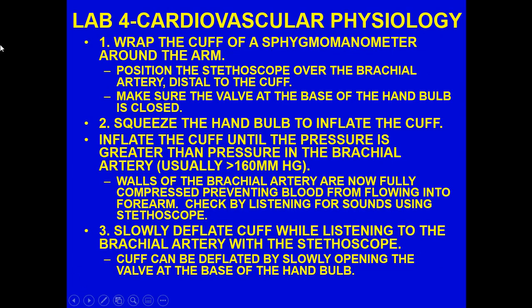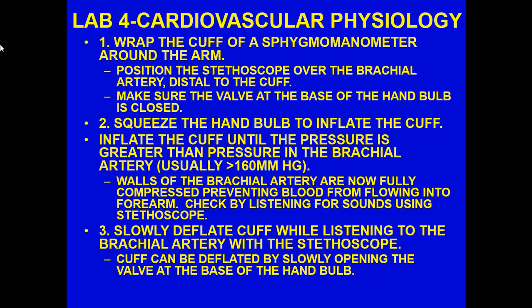Now, how do you do this? Again, you'll see several videos that will review this with you. Wrap the cuff of the sphygmomanometer around the arm. Position the stethoscope over the brachial artery distal to the cuff. Make sure the valve at the base of the hand bulb is closed. Squeeze the hand bulb to inflate the cuff.